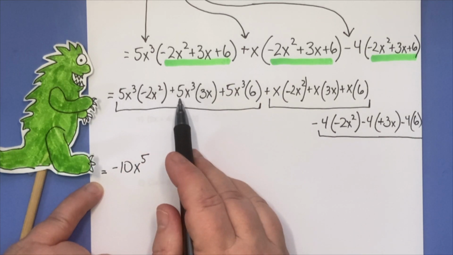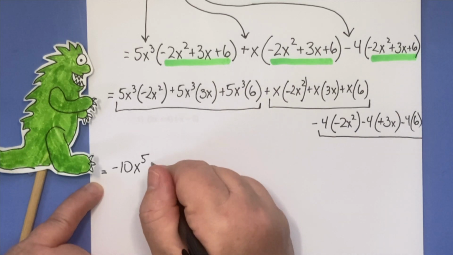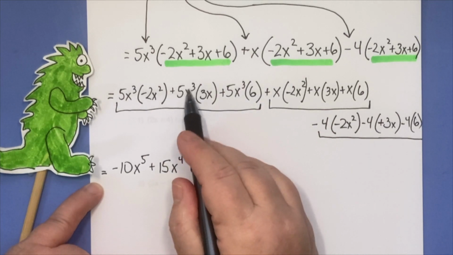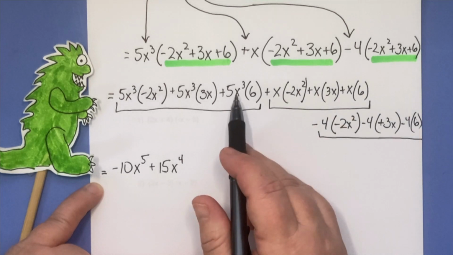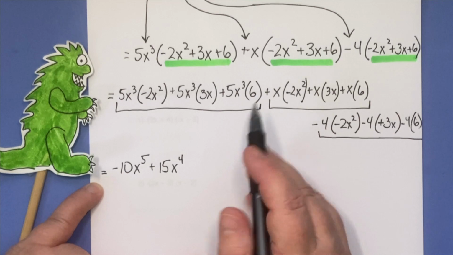Okay, second term. 5x cubed times 3x. 5 times 3 is 15, positive 15. And I think I have 4 x's. X cubed times x gives me 4 of them. Now here I've got 5x cubed times 6. 5 times 6 is positive 30.